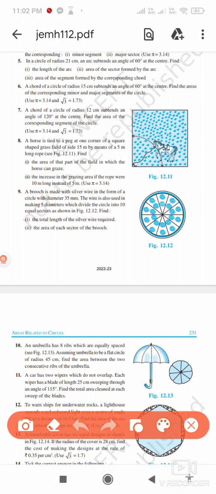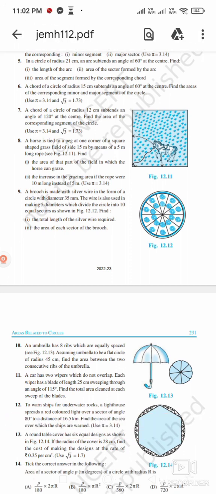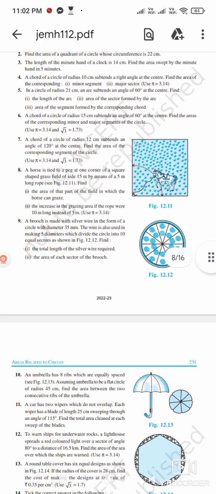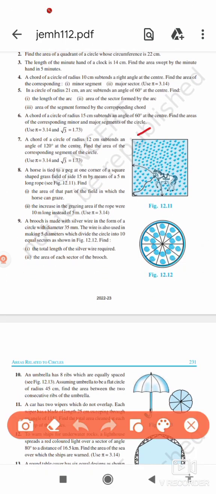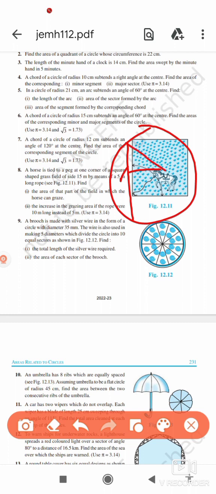So, if I want to draw that, just trying to draw this out as the figure is available. So, this is a circle, a chord is there. So, this is the radius, and at a right angle, the chord is there. Okay. So, from the center, find the area of the corresponding minor segment. So you need to find this area, and also you need to find the area of the major sector. Okay, so here I need to find this shaded area, this segment.